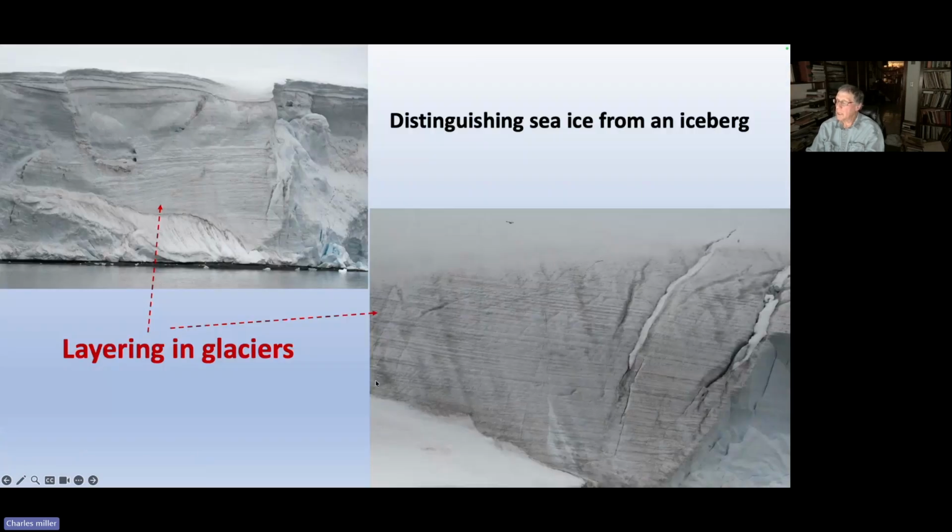And now we come into this, and we see all this stratification. These are the snow accumulation layers. So you know this is a glacier or an iceberg. It just happens that these are in the glaciers, but it's how you make a distinction between an iceberg or glacier and sea ice.